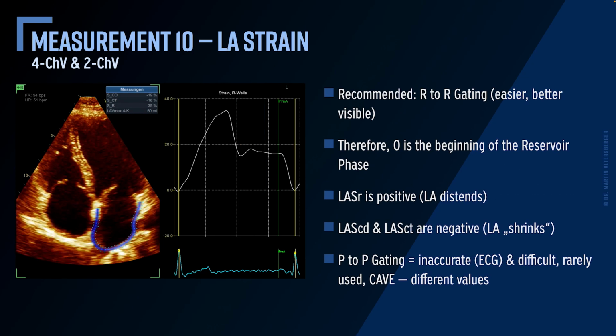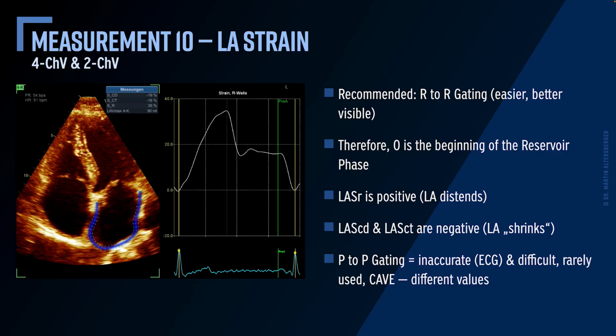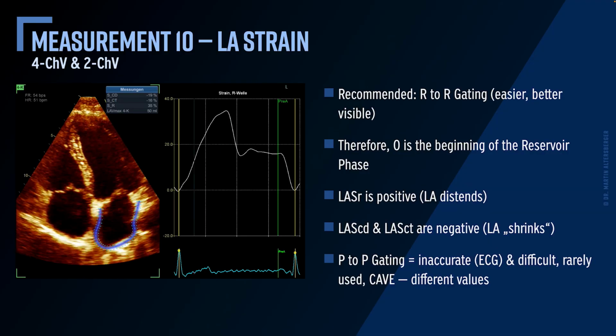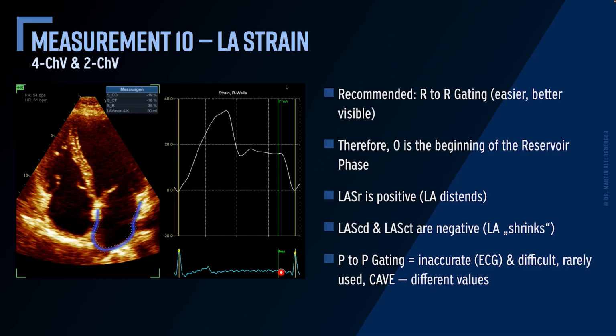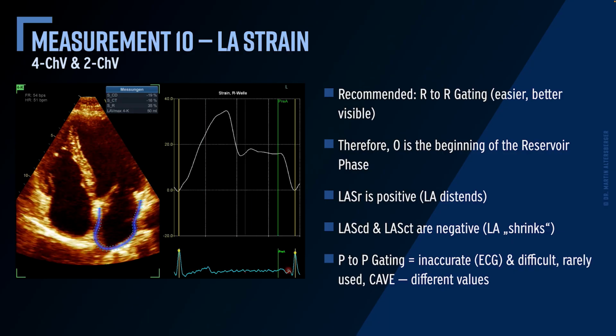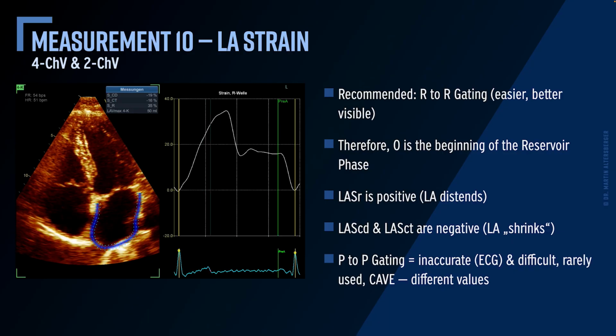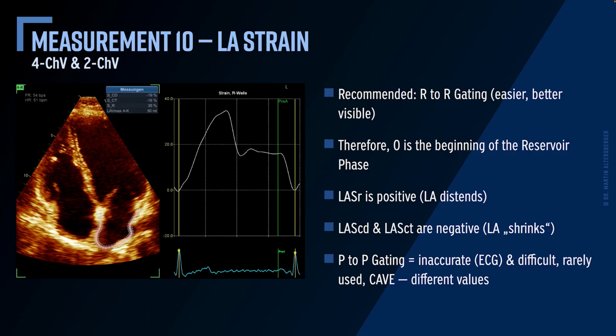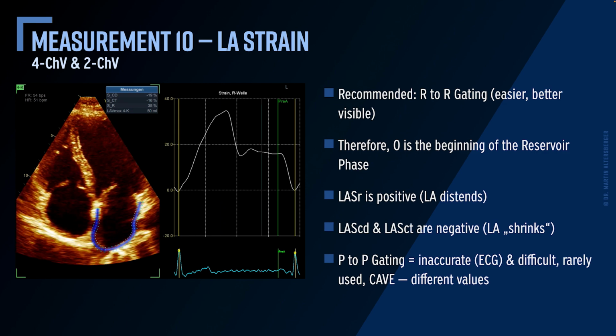It's recommended to do the R to R gating as we have it. Here you can do a P to P gating, but it's difficult to see because here's the P wave. You see a lot of other waves in this ECG, so the P to P gating I wouldn't recommend personally. 0 is the beginning, therefore, of the reservoir phase.